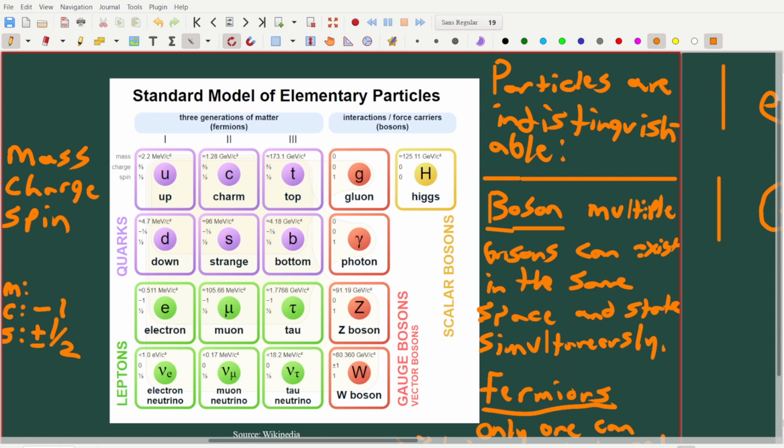Can only be made in very, very high energy processes. The muon, however, actually lasts for a very long time. It lasts for about 2 microseconds, 20 microseconds. You can actually make it in the lab.